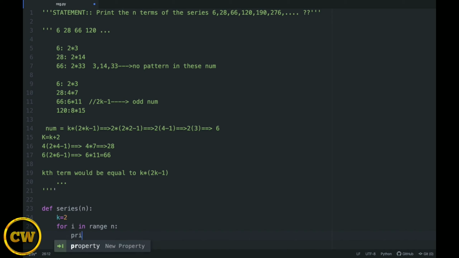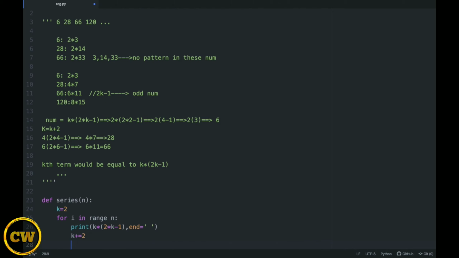So we'll print k into 2k minus 1 and end equal to a space, which is the space that we will get in between the numbers, and we will increment k by 2, so k plus equal to 2, right? I think we are done.